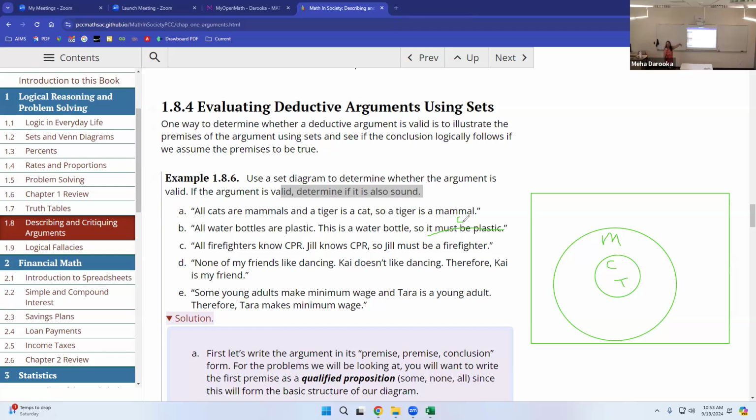All right, what are the premises then? If this water bottle is plastic is the conclusion? Very good. And the second one? This is a water bottle. All righty, very good. So then the question is, what would our Venn diagram look like?